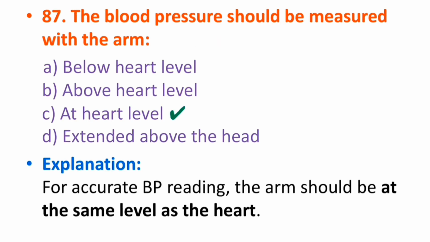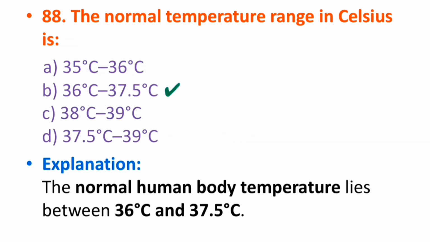The blood pressure should be measured with the arm. Option A, below heart level. Option B, above heart level. Option C, at heart level. Option D, extended above the head. The correct answer is option C, at heart level. For accurate BP reading, the arm should be at the same level as the heart. The blood pressure should be measured with the arm at heart level for accurate reading.